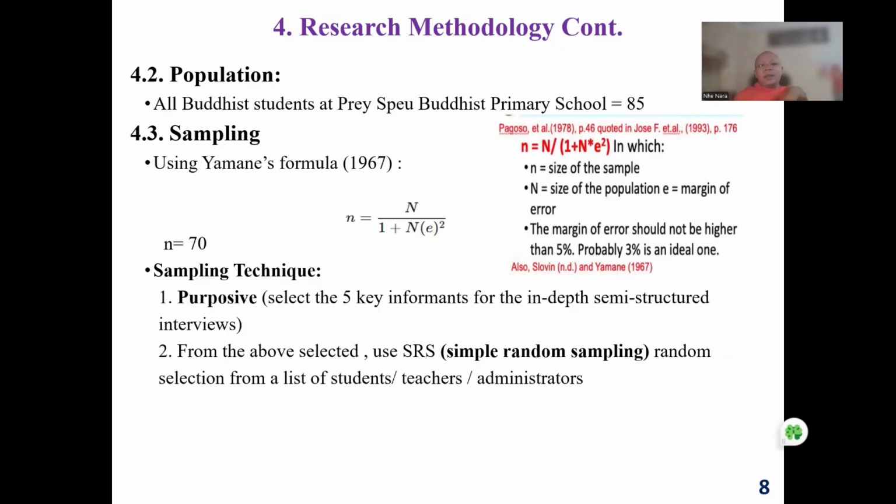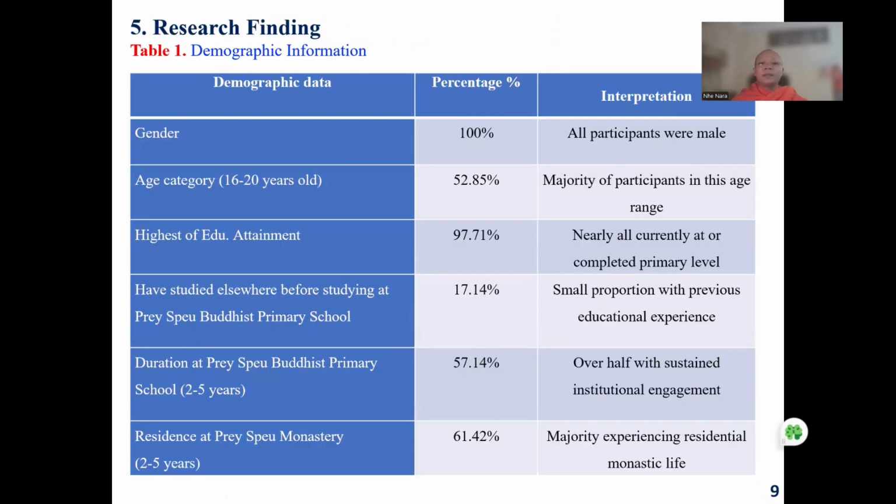4.2, population. This study was conducted with all 85 Buddhist students, and we use Yamane's formula 1967 with 5% margin of error, and after calculating this, we get the population of 70 Buddhist students. The sampling techniques: purposively selected the 5 key informants for the in-depth semi-structured interviews, and from the above, use simple random sampling selection from a list of students, teachers, and administrators. So among the 70 students, we purposefully select the 5 informants for the in-depth semi-structured interviews.